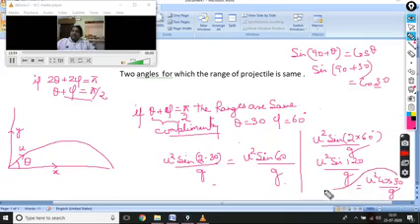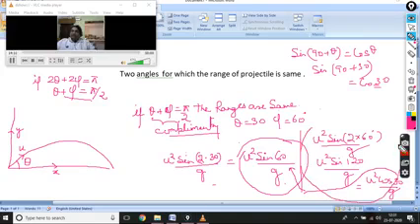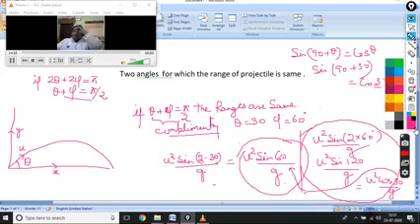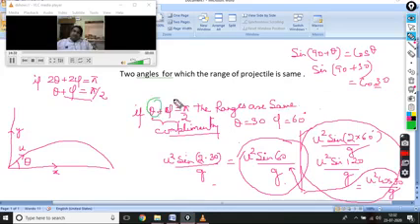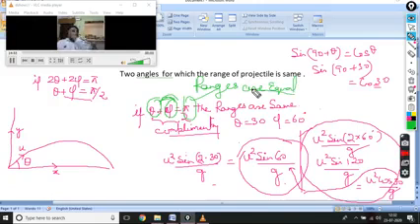But cos 30 and sine 60 both are the same, no? Clear? So you see both these ranges are coming equal. You understand? So get the point clear that the range is the same for two complementary angles. If the projectile is thrown with one angle theta and another angle phi, so that theta plus phi is equal to 90, then the ranges are equal. Clear? Okay, so this is half the problem.